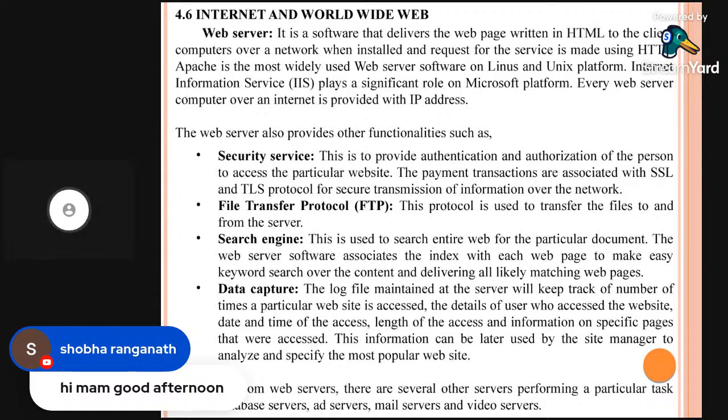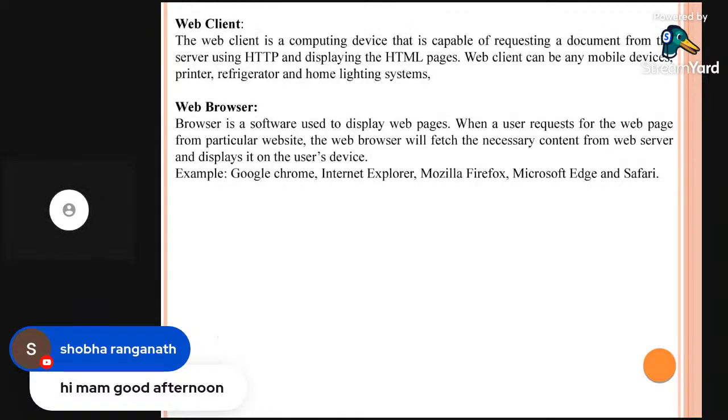So web client. It is a computing device that is capable of requesting a document from the server using HTTP and displaying the HTML pages. A web client can be any mobile device like a printer, refrigerator, or home lighting system. It can be anything. Then a web browser is software which is used to display the web pages.